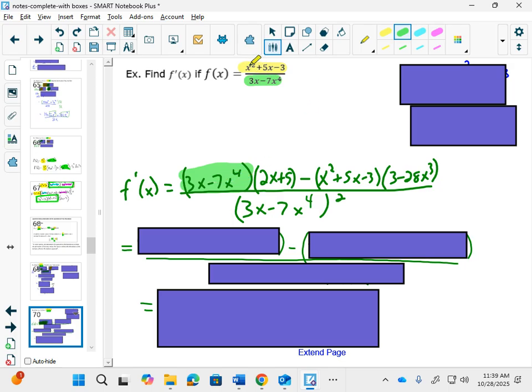Then I do the derivative of the top, and here I have to use my shortcuts, right? The derivative of x squared, 2x. Derivative of 5x, 5. Derivative of negative 3 is 0 because it's a constant. Then I subtract and I keep the top the same. And now I have to do the derivative of the bottom. The derivative of 3x, 3. The derivative of negative 7x to the 4 comes out in front, making negative 28. Subtract 1 from the exponent. Over the bottom squared.